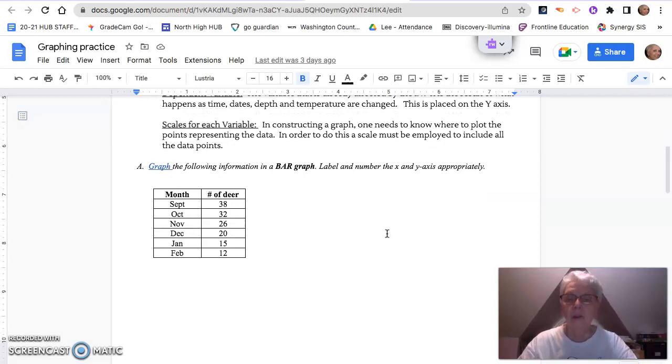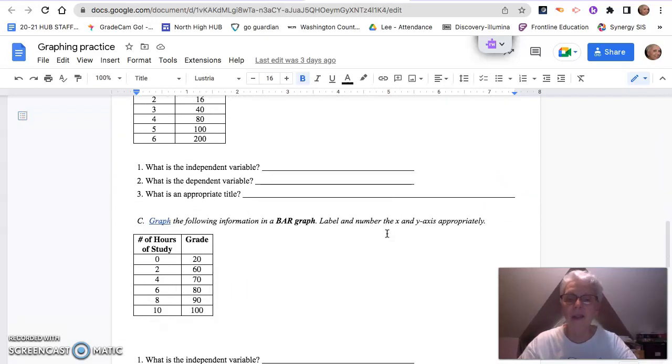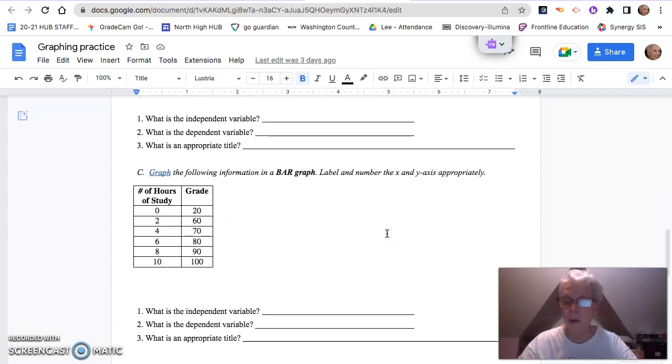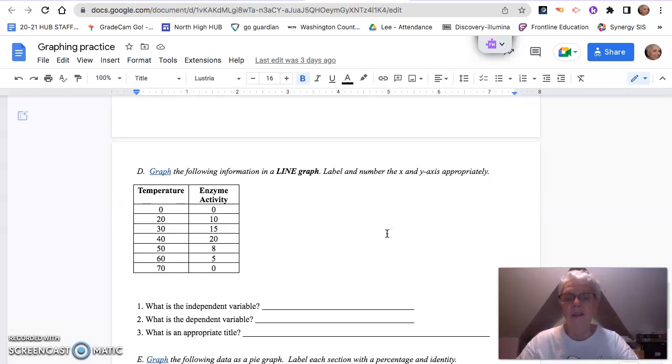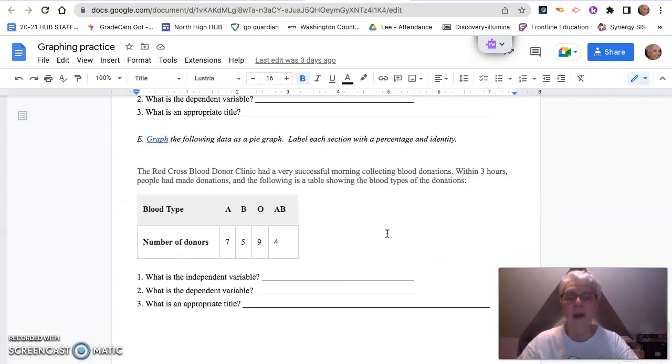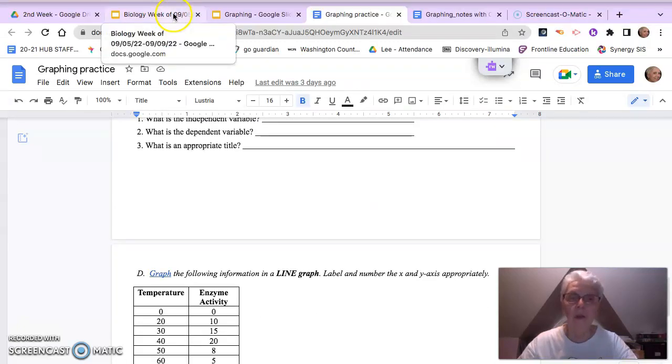So I'm going to have you do a bar graph, answer 3 questions, do a line graph, answer 3 questions, do another bar graph, answer 3 more questions, do another line graph, answer 3 more questions, do a pie graph, and answer 3 more questions. So that's going to be one of your assignments.